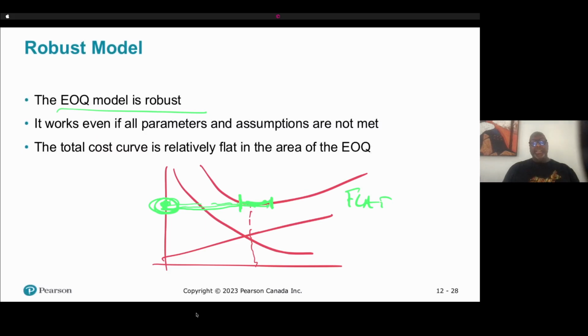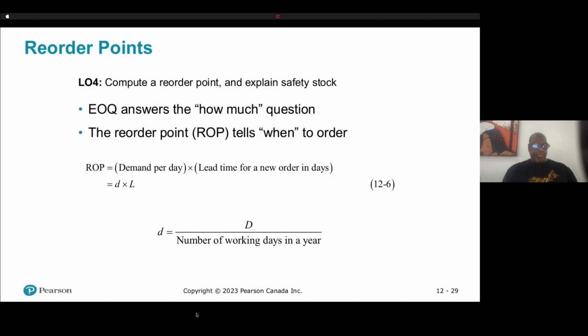Just to finalize things, I was speaking about the idea that the EOQ model is fairly robust because right here at the point where we have the minimum, the curve is fairly flat. And so varying the order quantity in a range right around the minimum is not going to have any significant impact on the cost. It's relatively flat in the area of the EOQ.